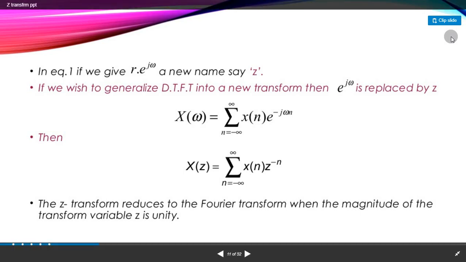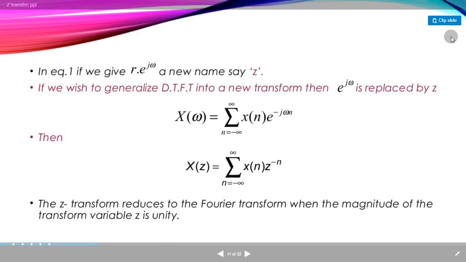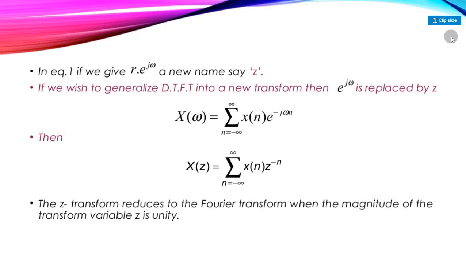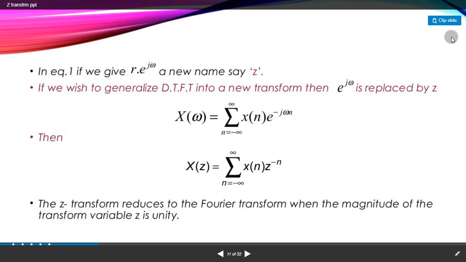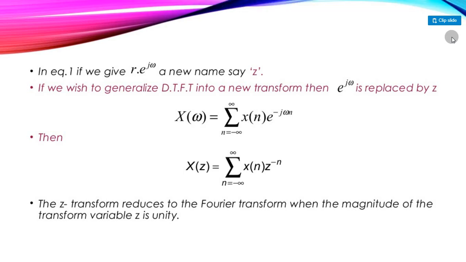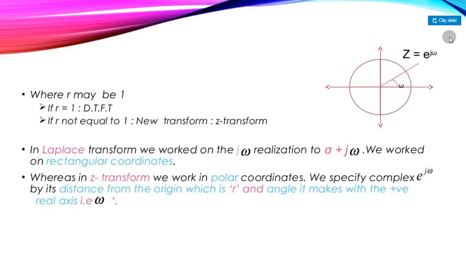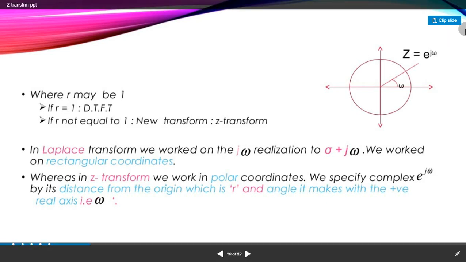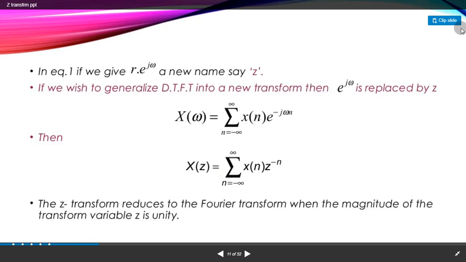In the Z transform, we take a circular motion of r. If the value of r is 1 everywhere, then we take the discrete time Fourier transform. If r is not equal to 1, we go to the Z transform. So let's understand how this works.